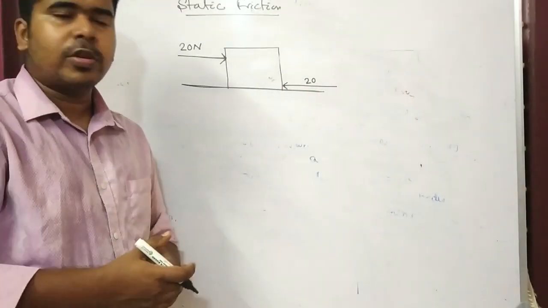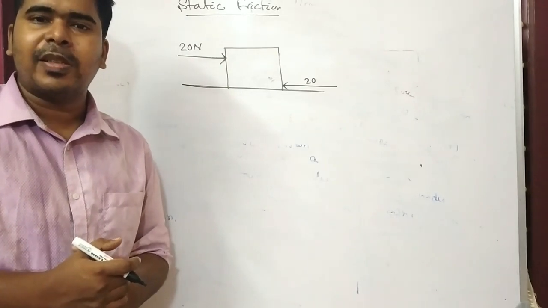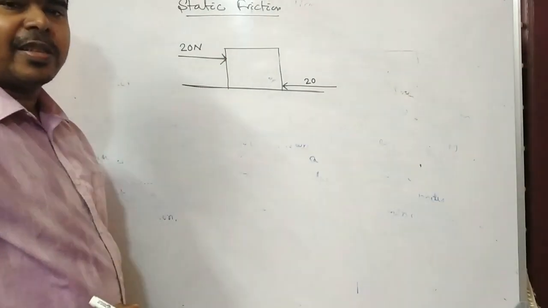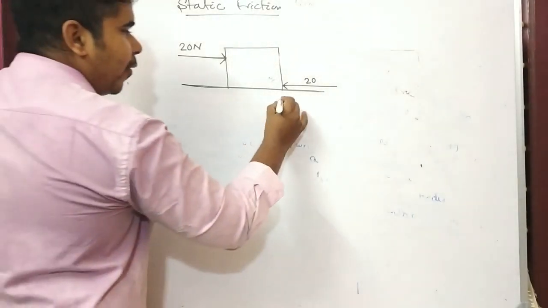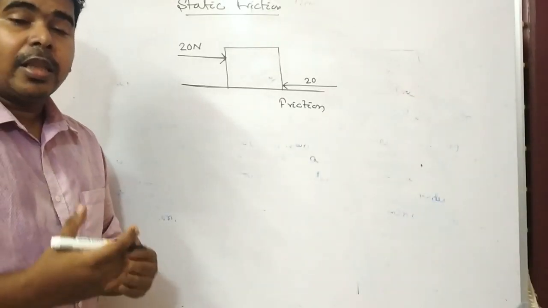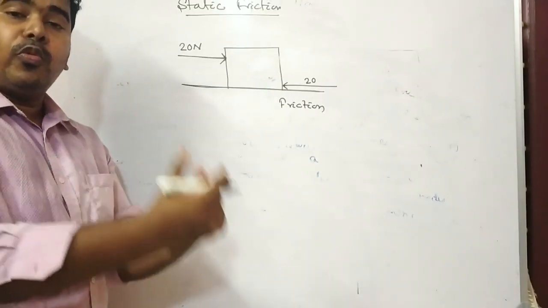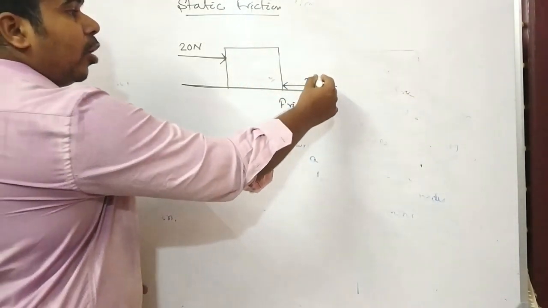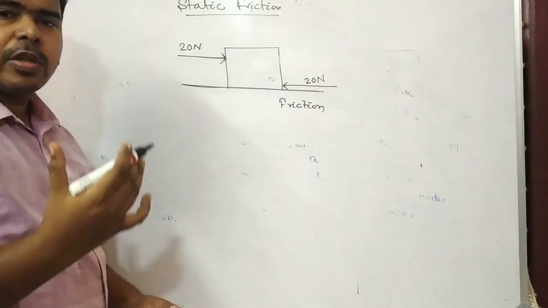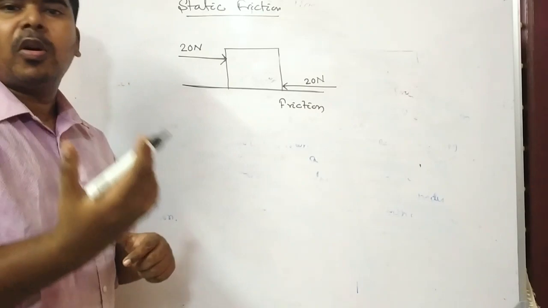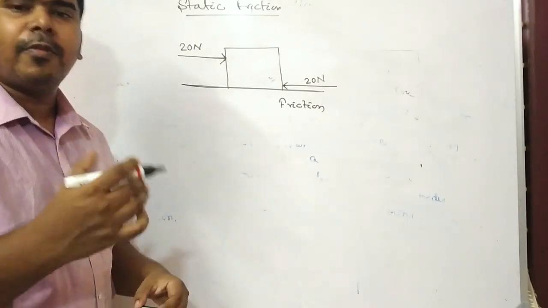Then you ask, sir, what are you telling? Who will apply the force there? Nobody is there on the opposite side. I am telling you, there is a person who is there on the opposite side. That person is friction. Whenever you are applying a force to a body, and the body is not moving, then we can say that at that time from the opposite side there must be a force applying on that body. That's why the body is not moving, and that is friction.